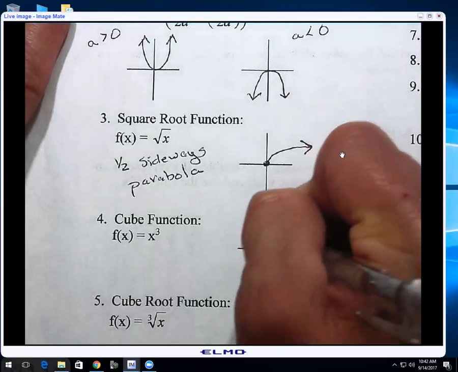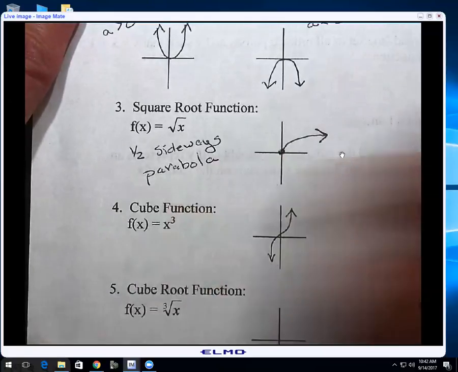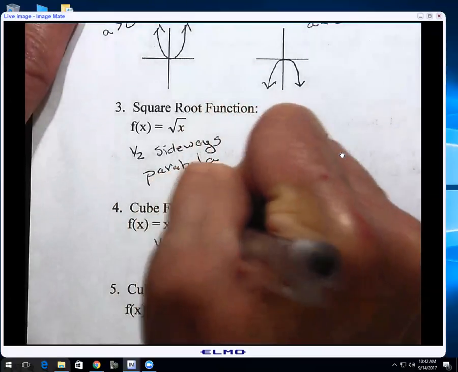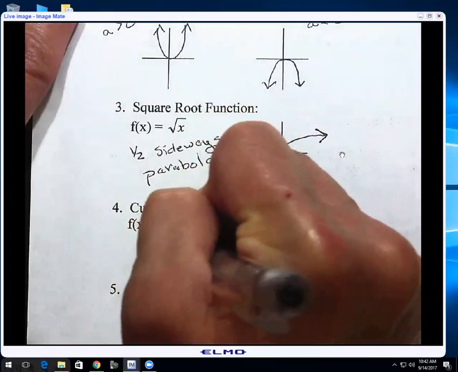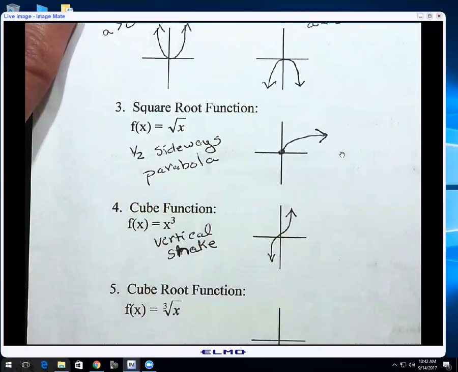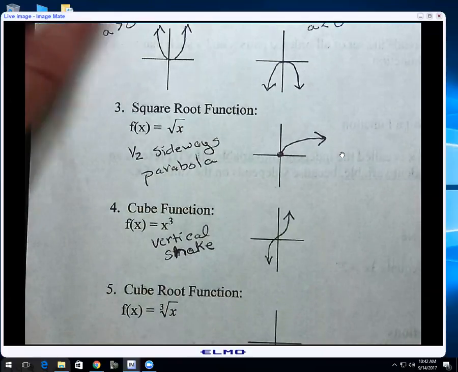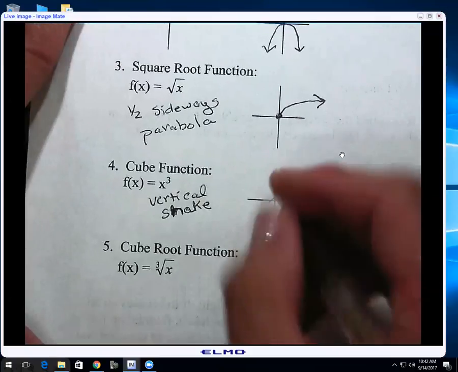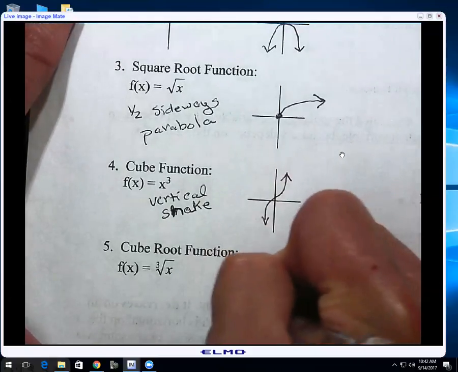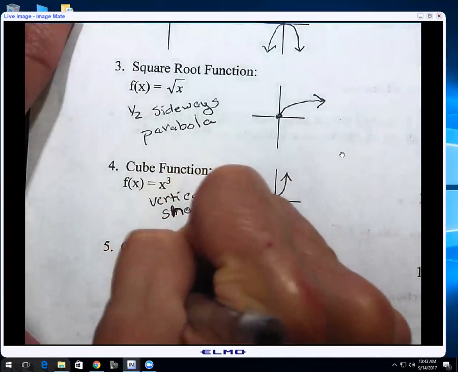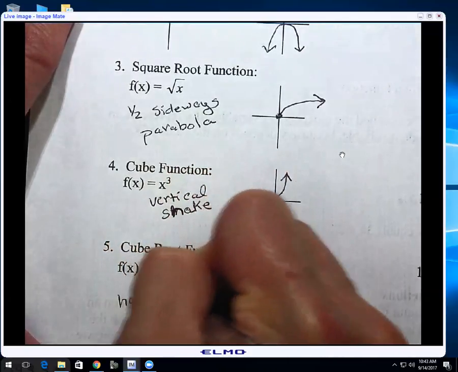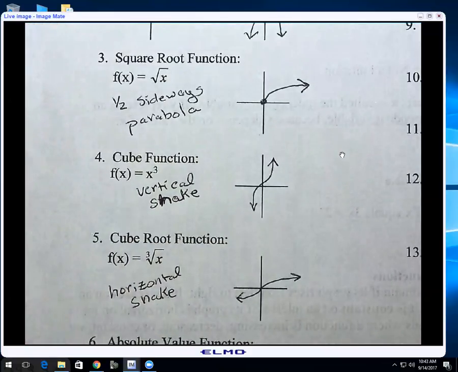X cubed, I like to call him a vertical snake, but you won't see that in the book. I made it up. And that's snake, not shake. Y equals cube root of x. I call that guy my horizontal snake. It's just x cubed turned on its side. Just like the square root of x is half of this parabola turned on its side, cube root of x is this snake turned on its side.